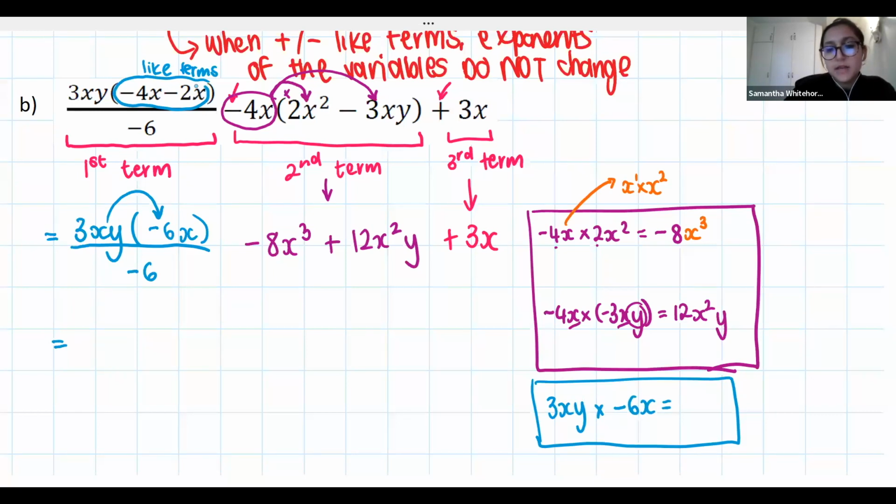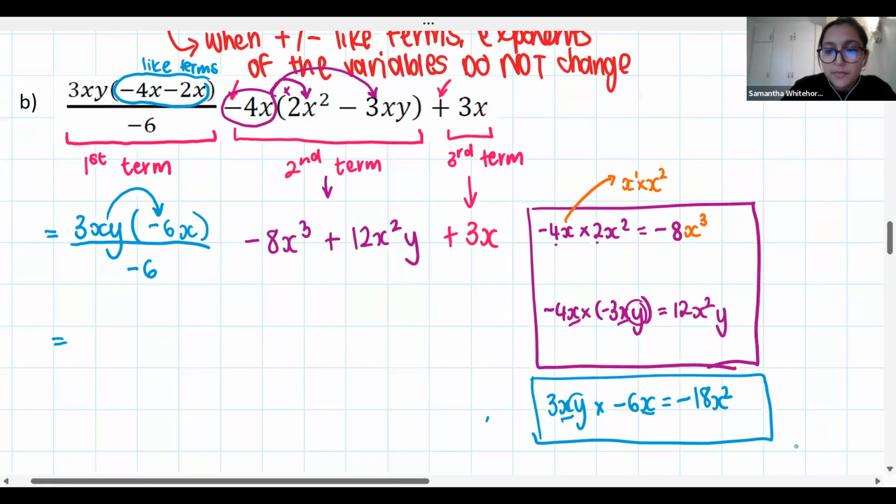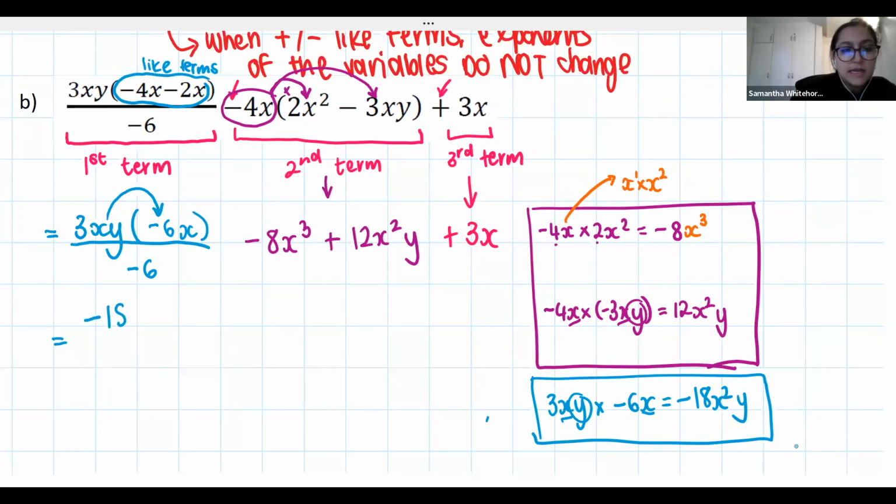A positive times a negative is a negative. 3 times 6 is 18. x times x is x squared. And of course, I didn't make my multiplication block big enough for myself, but that's okay. It is what it is. And then we've just got this y by itself, and so the y just stays by itself. So now in my numerator, I've got minus 18x squared y divided by negative 6.